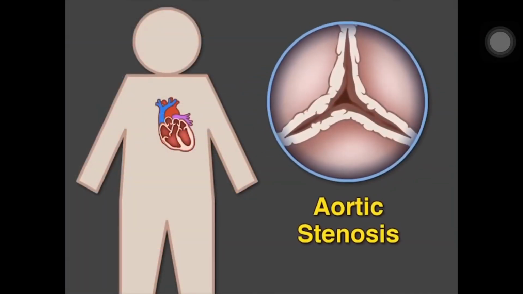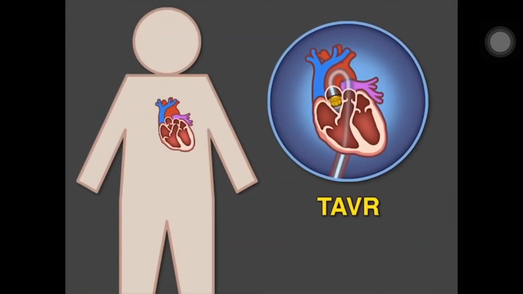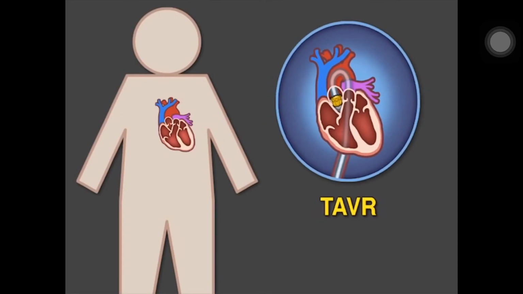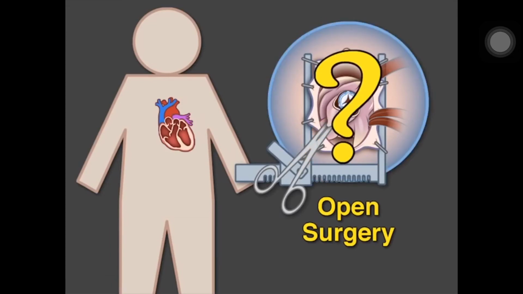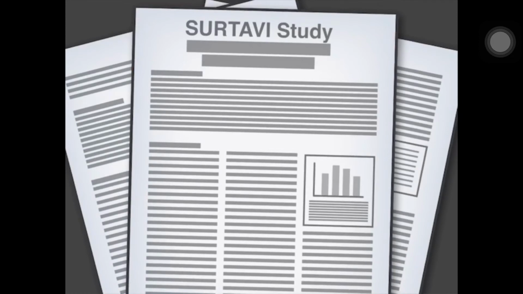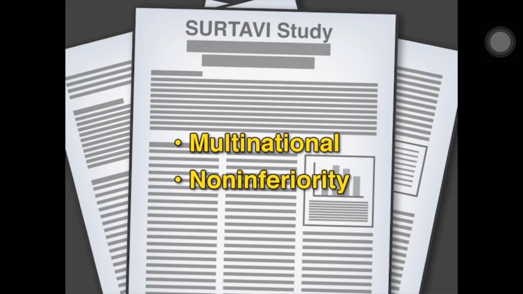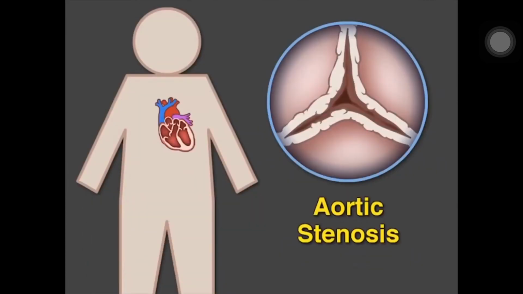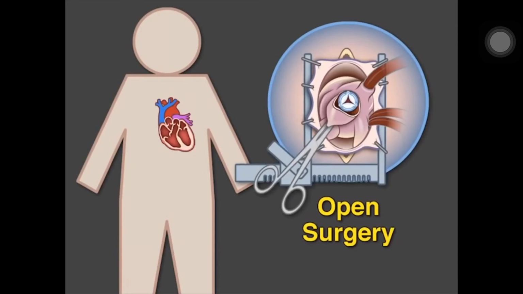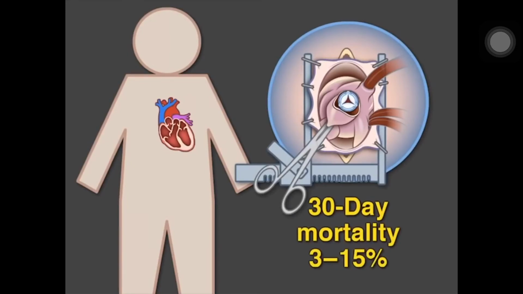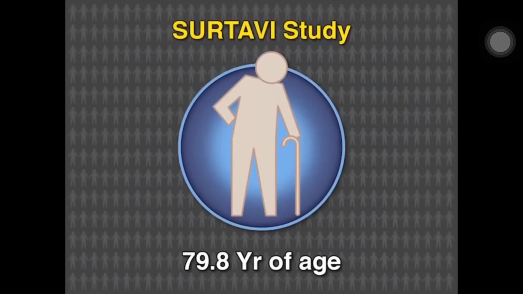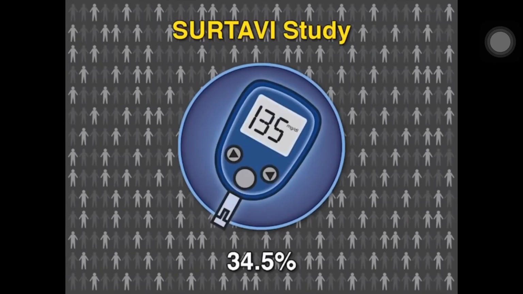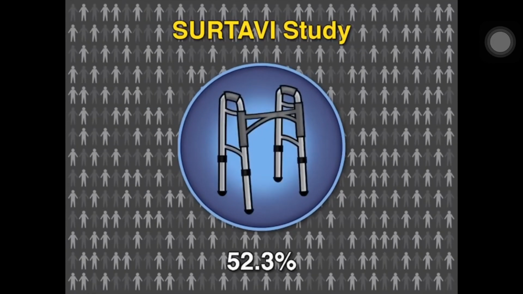In patients with severe symptomatic aortic stenosis, transcatheter aortic valve replacement, or TAVR, has become the preferred therapy for those at high surgical risk. However, the efficacy of TAVR in patients at lower surgical risk has been less well studied. The surgical replacement and transcatheter aortic valve implantation study was a multinational, non-inferiority trial that enrolled patients with severe symptomatic aortic stenosis at intermediate risk for surgery, defined as a predicted 30-day operative mortality between 3 and 15%. The patients were a mean of 79.8 years old, and many had hypertension, diabetes, chronic lung disease, and frailty.